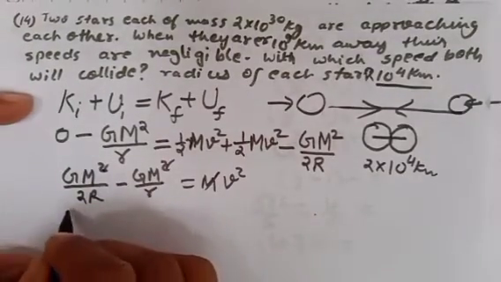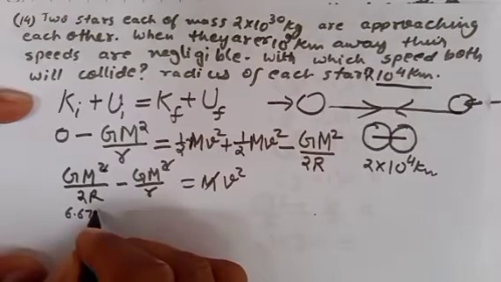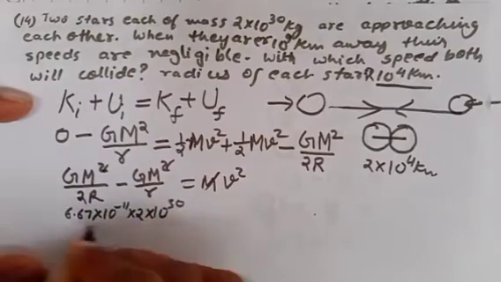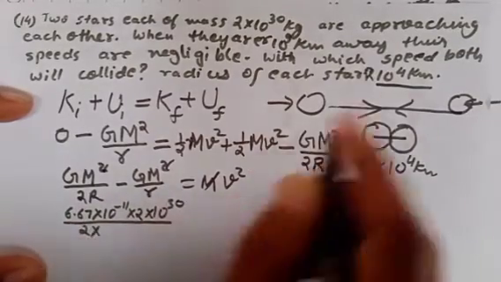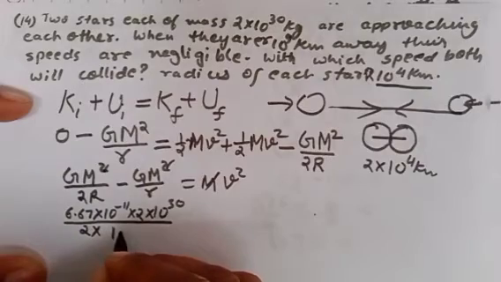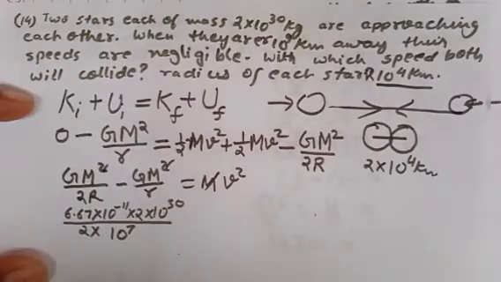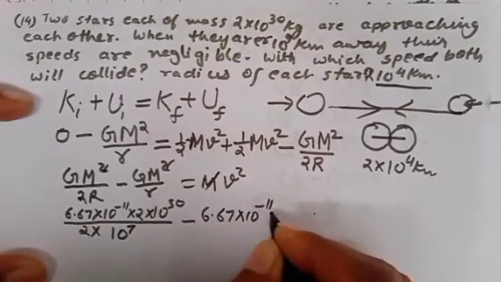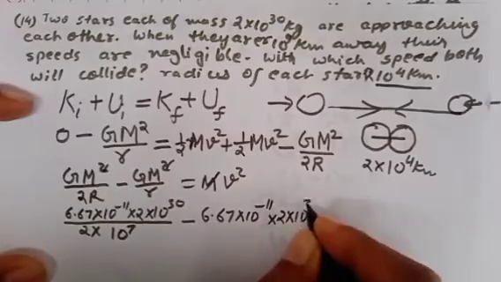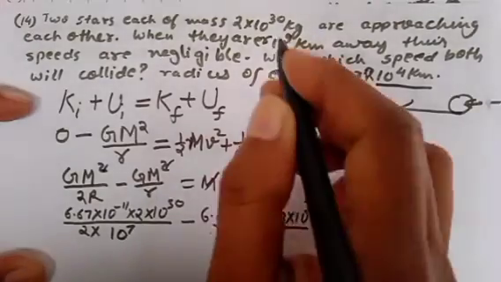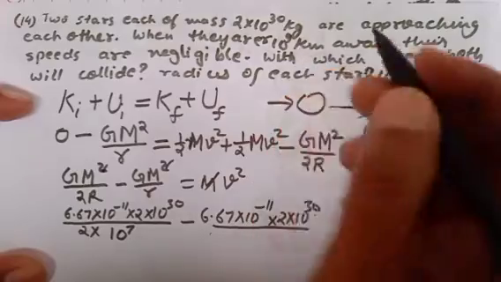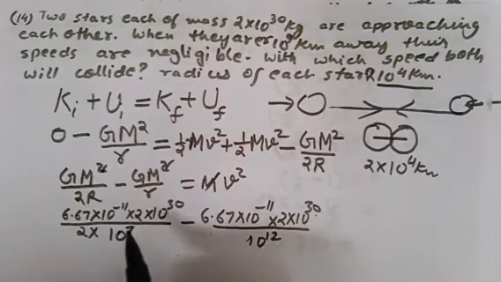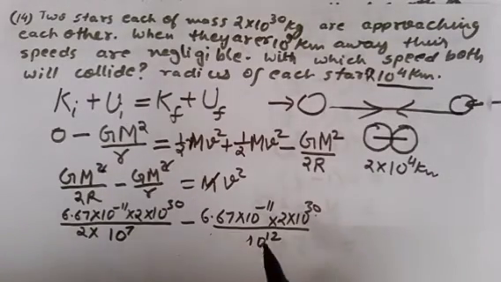Now we will put in the values: 6.67 into 10 to the power minus 11 into M, 2 into 10 to the power 30, upon 2 into the distance between them. 10 to the power 4 kilometer means 10 to the power 7 meter, minus the same 6.67 into 10 to the power minus 11 into 2 into 10 to the power 30 upon 10 to the power 9, and it is kilometer, so convert it into meter, so it will be 10 to the power 12.